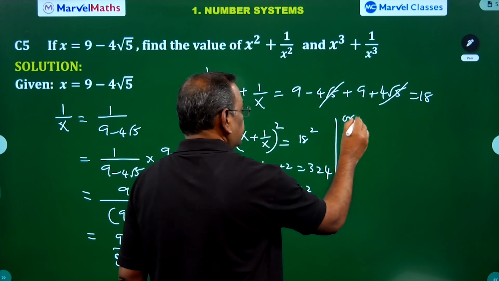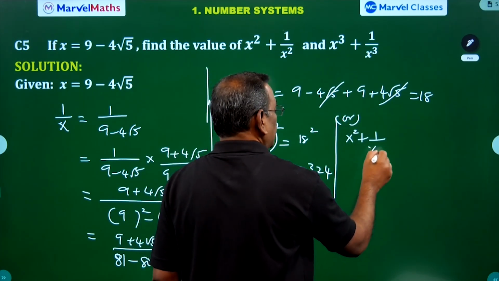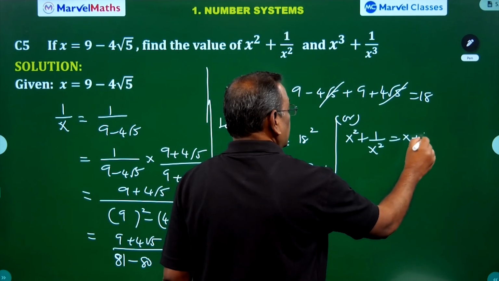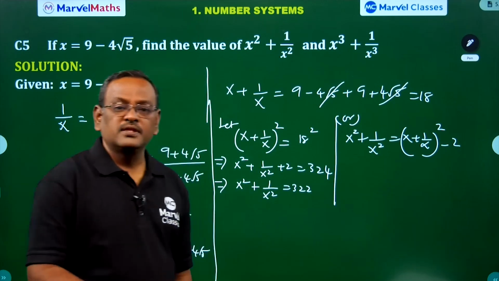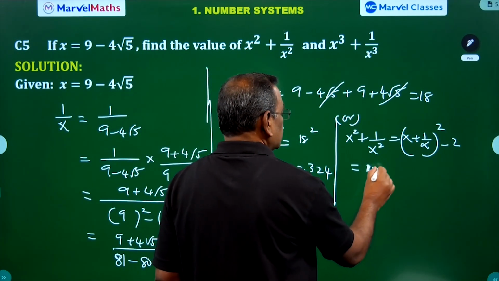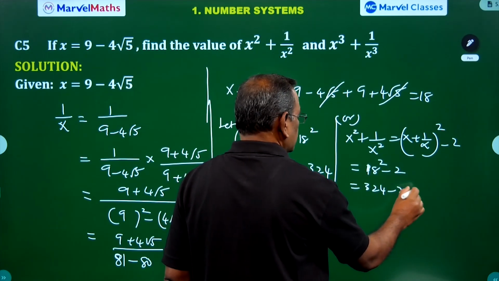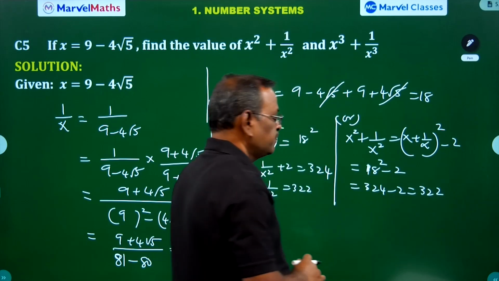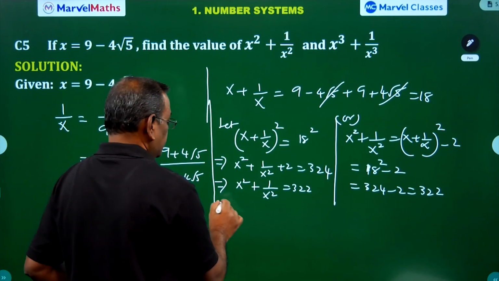Or you can use this method. Directly you can apply this formula. x square plus 1 by x square is x plus 1 by x the whole square minus 2, which is equal to 18 square minus 2, 324 minus 2, 322. Clear?